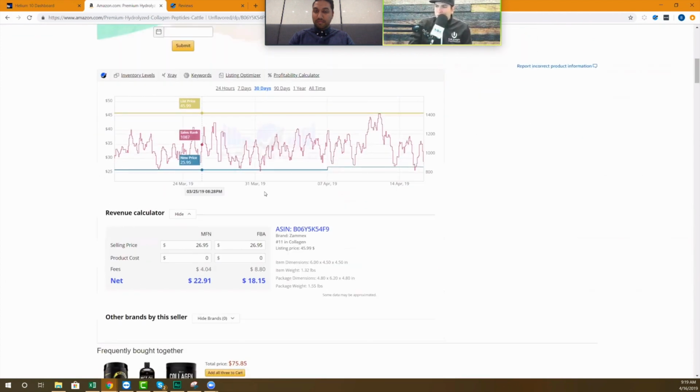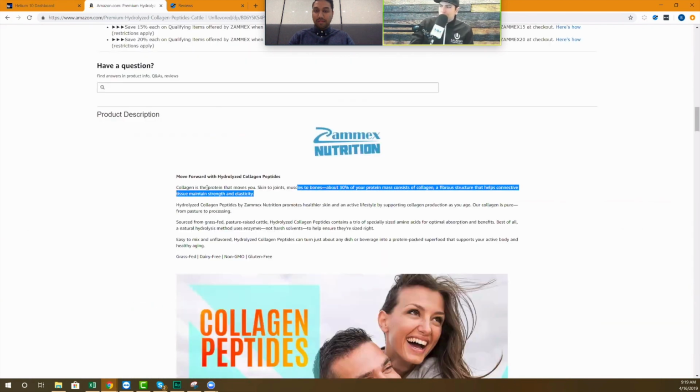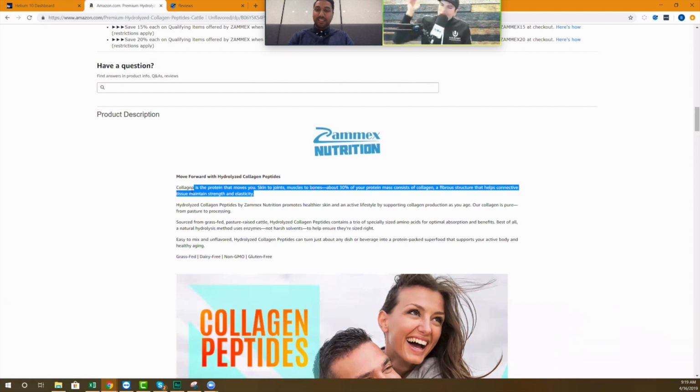Collagen is the protein that moves you, skins to joint, muscles to bones. About 30% of your protein mass consists of... Like, dude, I don't need an anatomy lesson about what collagen does. If I didn't know that I need collagen in my life, I wouldn't be searching for it. So again, this is completely useless here. So I would, again, go to something else that I saw on there that really speaks to their emotions, or I would mention coffee again.